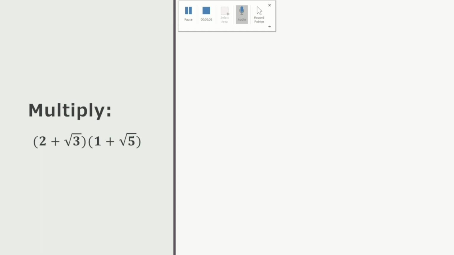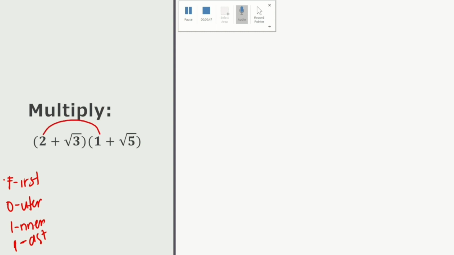If we're going to get the product of the quantity 2 plus square root of 3 times the quantity 1 plus square root of 5, we will not apply here distributive property. Instead, we're going to use FOIL method. If you still remember FOIL method, F stands for first term, O stands for outer term, I stands for inner term, and L stands for last term. Okay, so let's try to use FOIL method in order for us to solve or to get the product of this binomial.